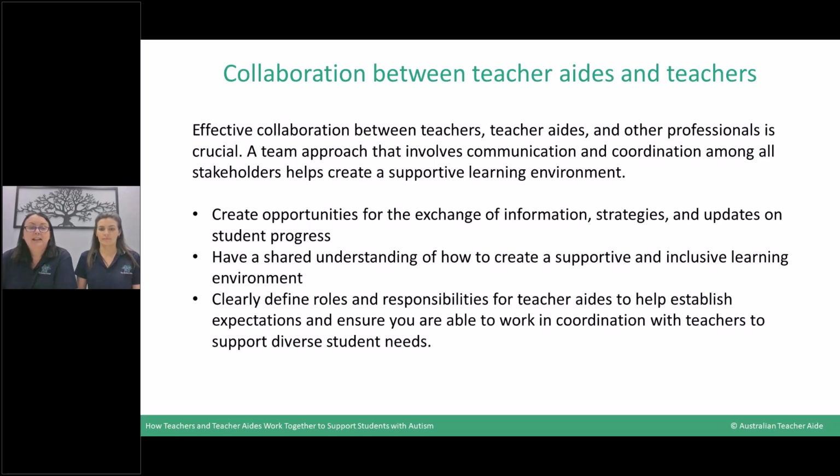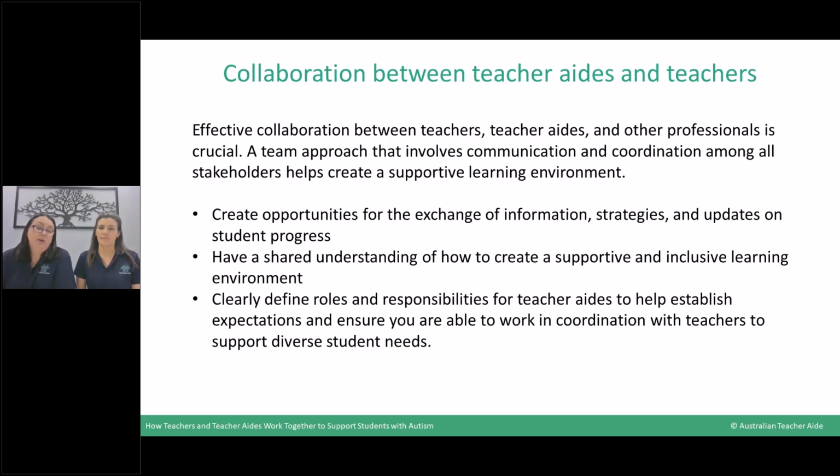So we're very keen to make sure that that collaboration is happening, that there is a team approach, and that comes down to the communication between all of the stakeholders. And from that, we can create that really supportive learning environment. So that involves creating those opportunities for the exchange of information and strategies and updates on student progress. I know that in some settings that is difficult, so it's looking for those ways that you might be able to achieve that goal. Having that shared understanding of how to create a supportive and inclusive learning environment.